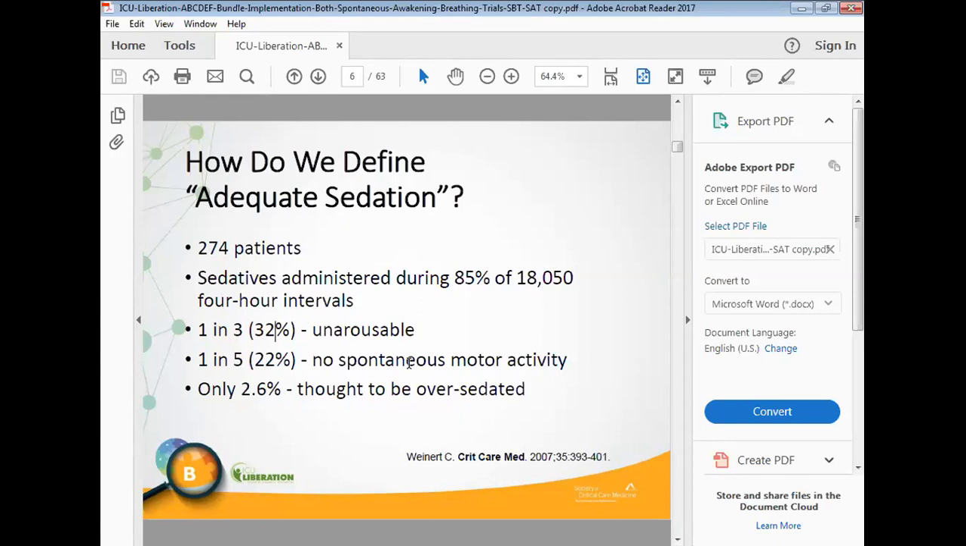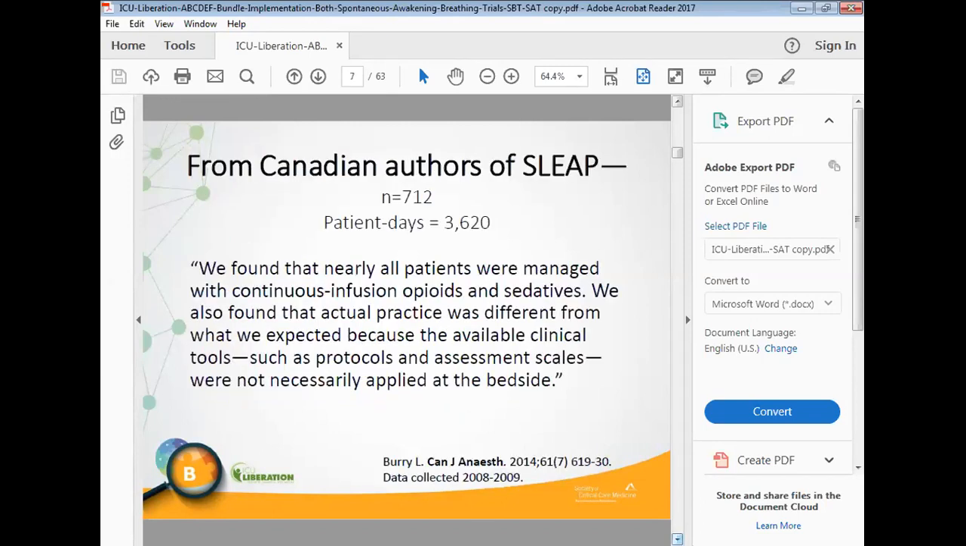22% have no motor activity. They are maybe a little arousable, but they cannot move. And 2.6% of people thought that they are oversedated. But the truth is, a lot of patients were oversedated. So this is from one of the studies, a study on sedation.